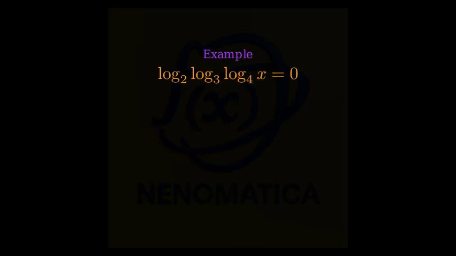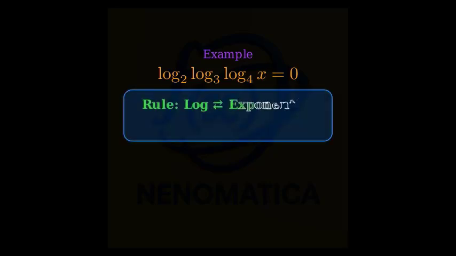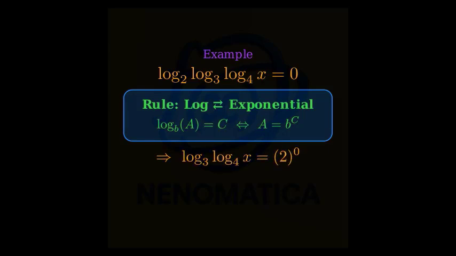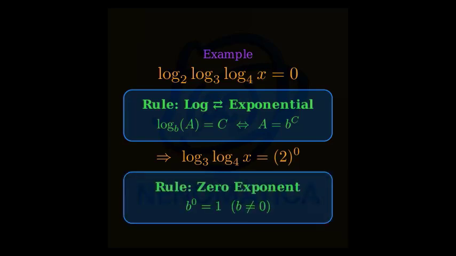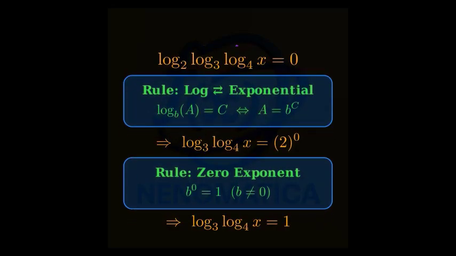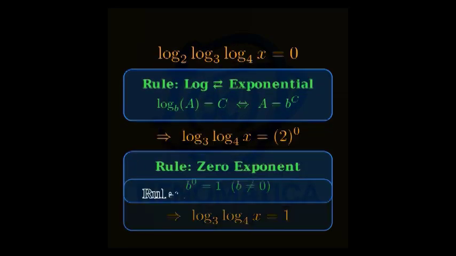Step 1. Use the rule: log base b of a equals c if and only if a equals b to the c. Apply it to the outermost logarithm. Step 2. Any non-zero base to the 0 power equals 1, so the expression simplifies to 1. Step 3. Convert the logarithm base 3 to exponential form, using the same rule again.